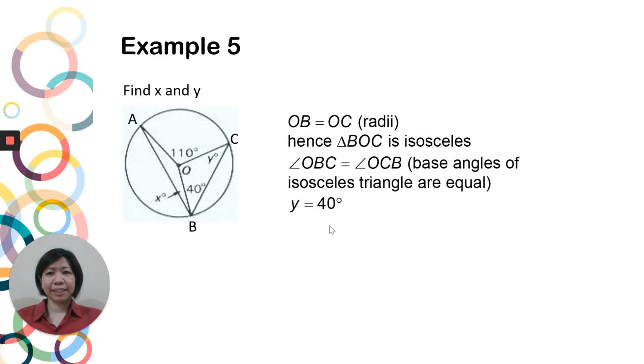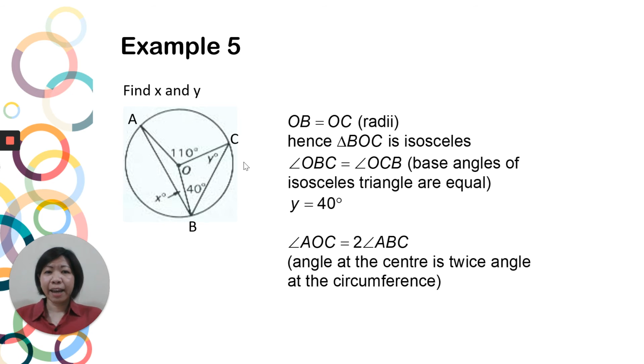And what about x? Let's see here. We have angle AOC, which is angle at the center, and we have angle ABC, which is angle at the circumference. Again, recalling theorem 1, angle at the center is twice angle at the circumference, which means angle ABC will be half of 110 degrees, which is 55 degrees. From there, you can calculate x easily, simply by subtracting 55 with 40 degrees. You'll get 15 degrees as the value of x.